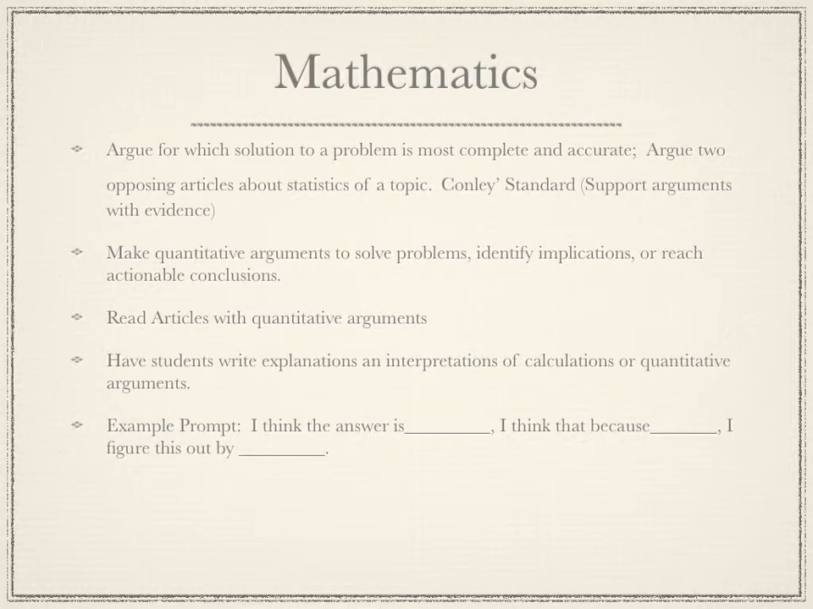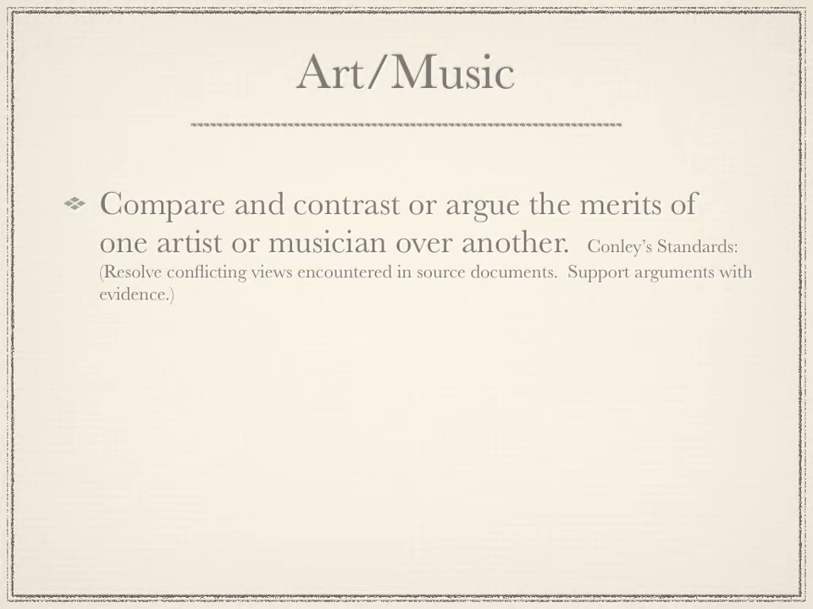An example, a prompt might be, I think the answer is this, and they explain why that is the answer. I think that because, again, they're explaining, and then I figured this out by, and they explain how they figured that out. Okay, these are examples of how we might build learning tasks using Conley's intellectual standards. Art and music, compare and contrast, or argue the merits of one artist or musician over another.